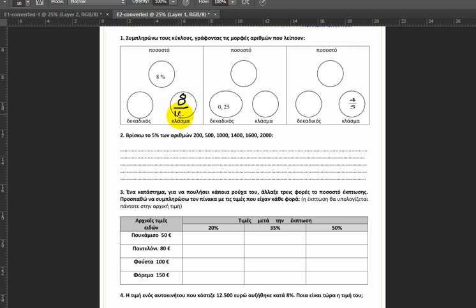So how do I turn that into a decimal? Well, we've done this many times in the past where we say that this is like saying 8 divided by 100. 8 divided by 100 would give me 0.08.